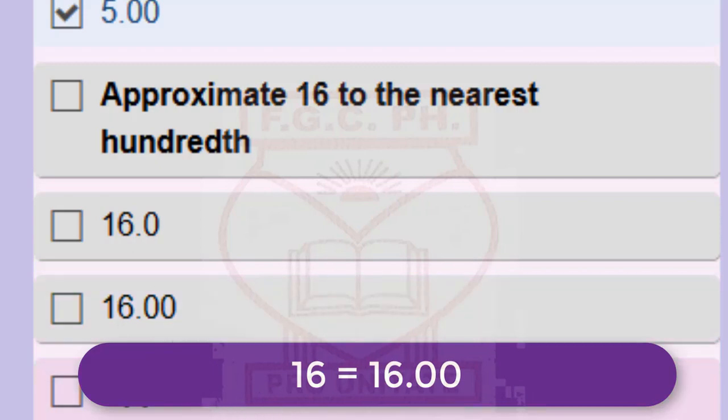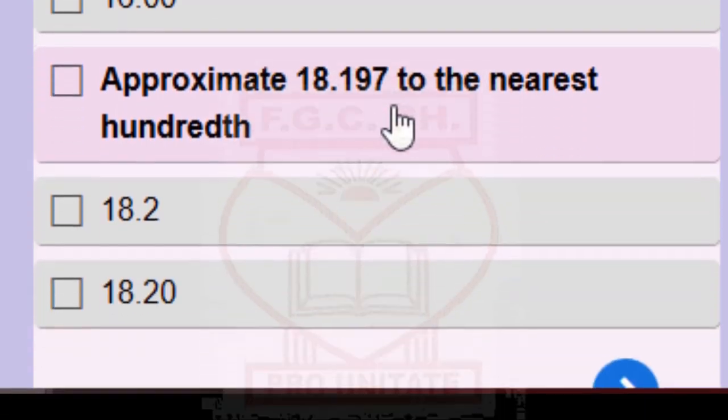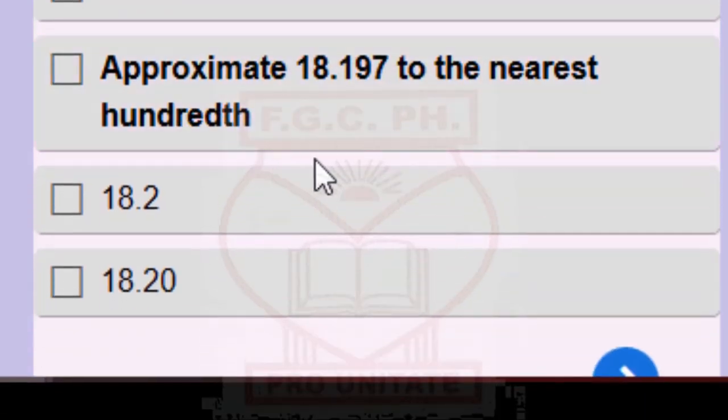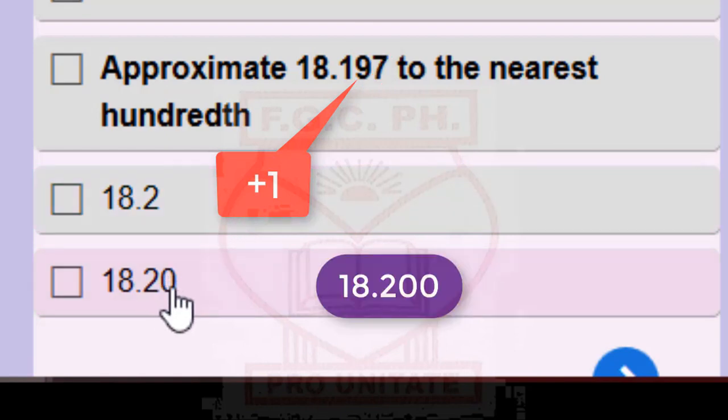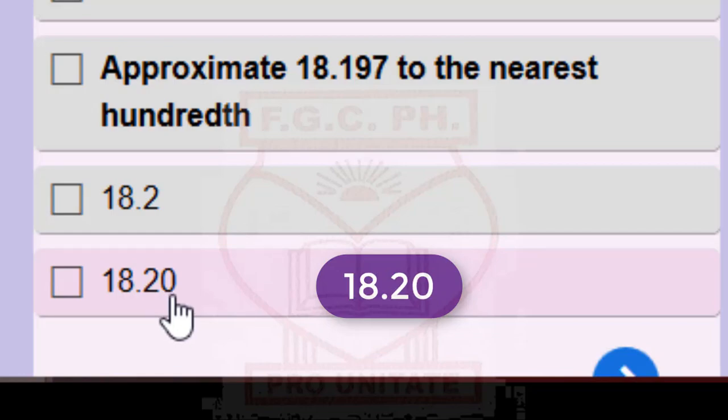And lastly, we have approximate 18.197 to the nearest 100th. Of course, 7 should be rounded up. So we have 18.200. However, we need it to be 18.20 so there are enough digits to fill up the 100th.